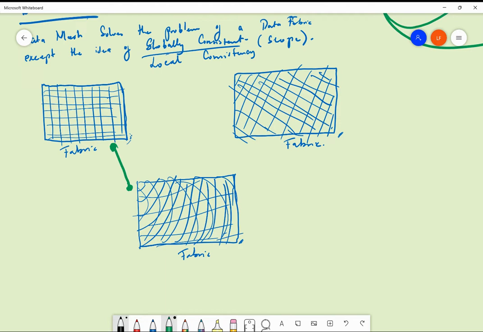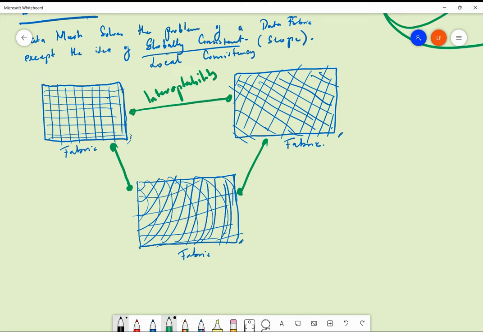Now, we have a fabric there. We have a fabric there. This fabric should be able to talk to that fabric. This fabric can talk to that fabric. All right, and they can all talk to each other. And this is where interoperability really comes into play.